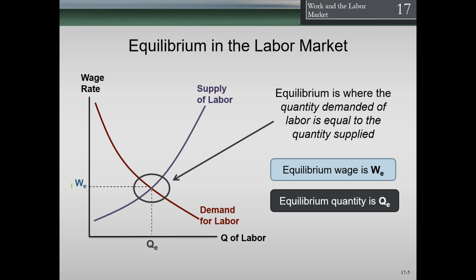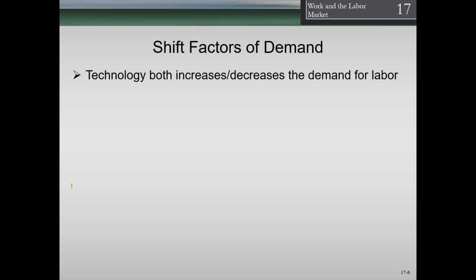That will be our equilibrium wage, and we will have our equilibrium quantity for labor, in this case, similar to our normal supply and demand analysis. So, shift in demand. Just like when we talked about shift in demand before, now we're talking about shift in demand for labor. The major thing that would shift demand would be technology, which both increases and decreases the demand for labor.